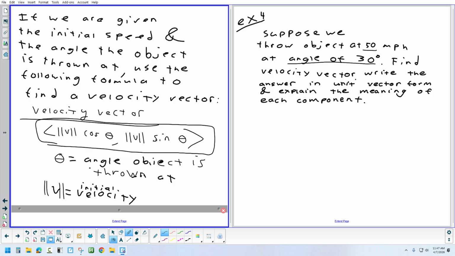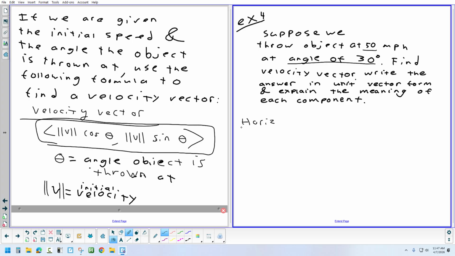All right, so let's start with the horizontal. What's going to be the formula that we use to calculate the horizontal component? Mia, what do you think? What was the question again? For the horizontal, we want to find the horizontal component.